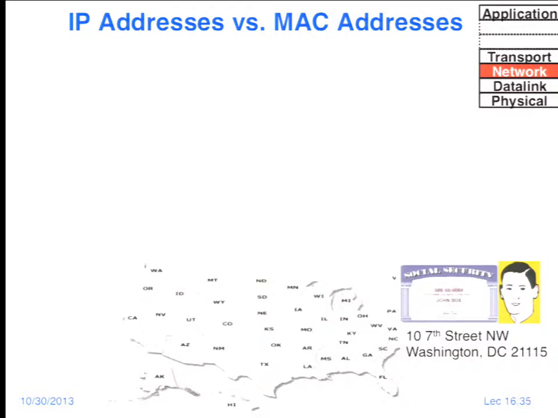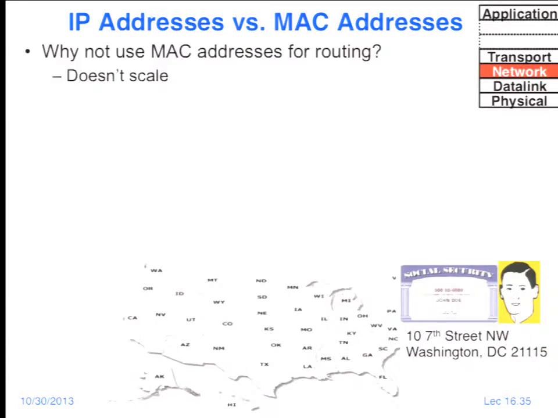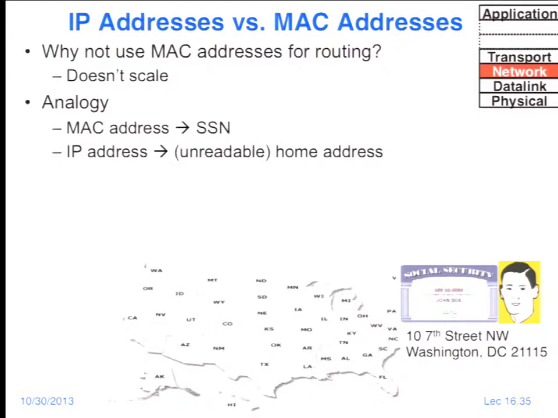IP addresses are just reversed. The global information's at the beginning, and the local information is at the end. And we already talked about why MAC addresses wouldn't work. They're not scalable. You'd have to record every potential MAC address in some massive table and pass that around. So it's just not practical for billions of addresses.